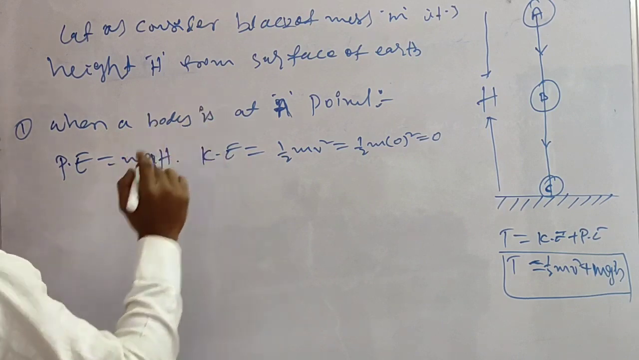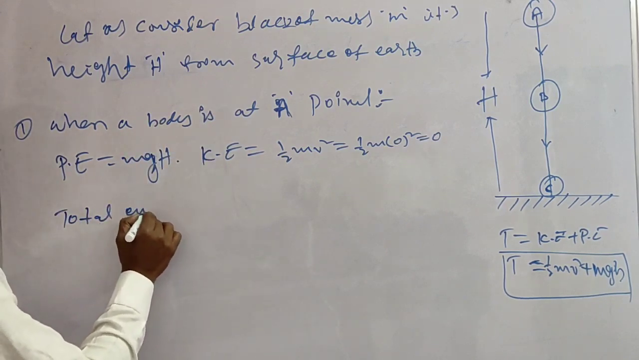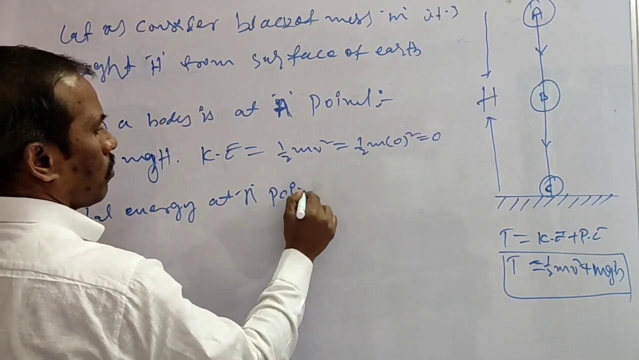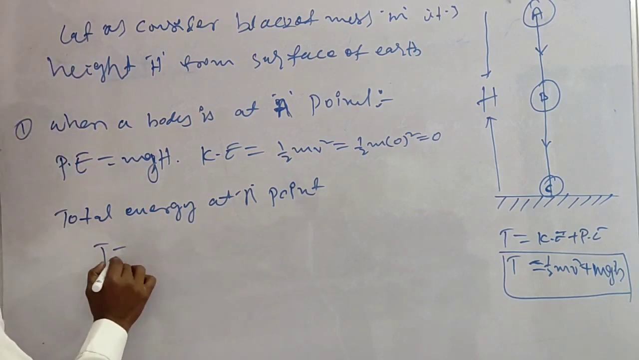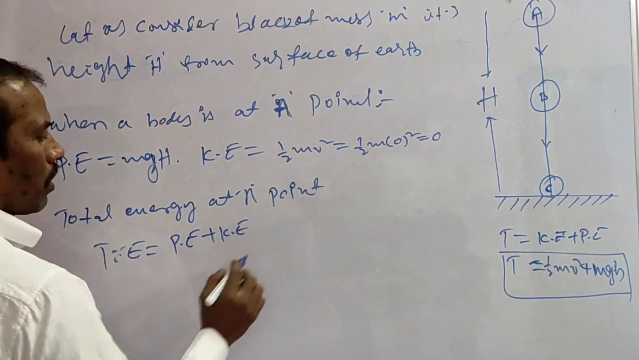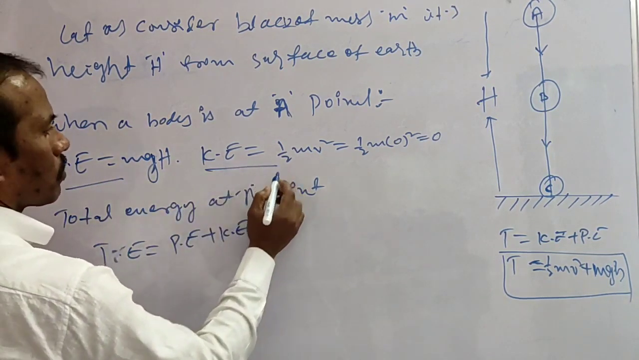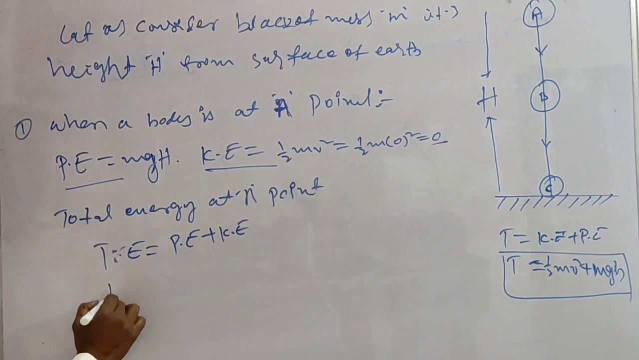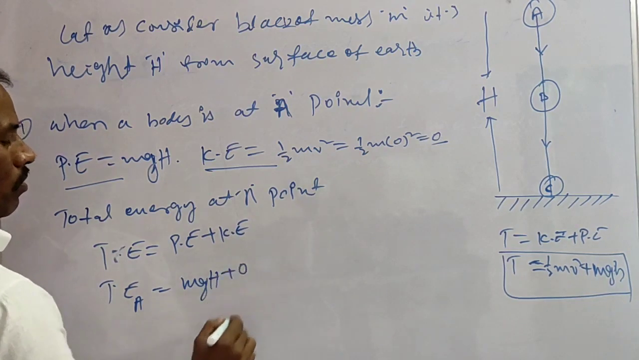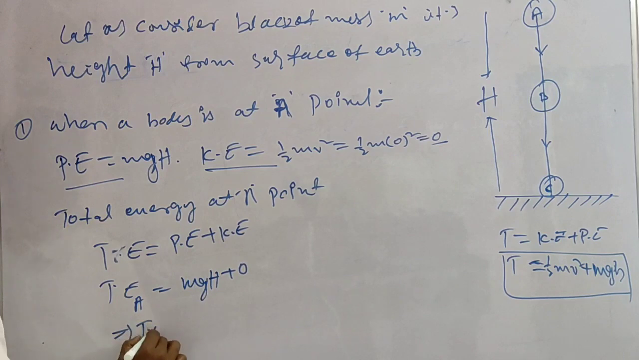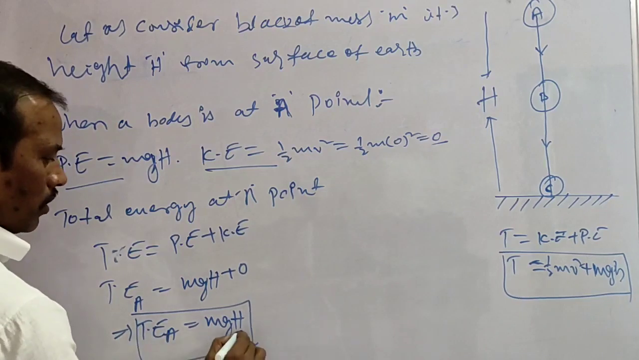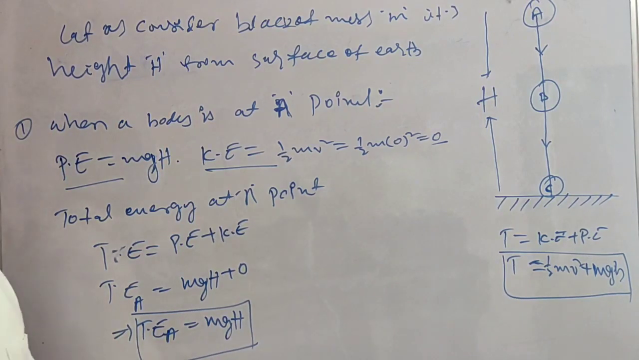Okay, now total energy at a point. Total energy is equal to potential energy plus kinetic energy. Potential energy is mgh, and kinetic energy is 0. Substituting these two, total energy at A is equal to mgh plus 0, that is, total energy at A is equal to mgh.